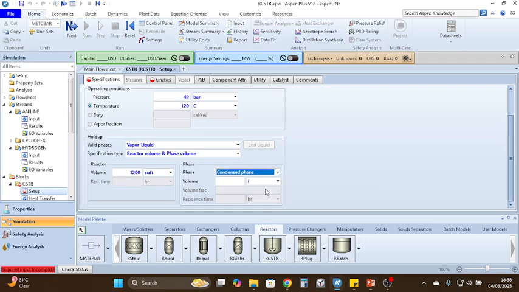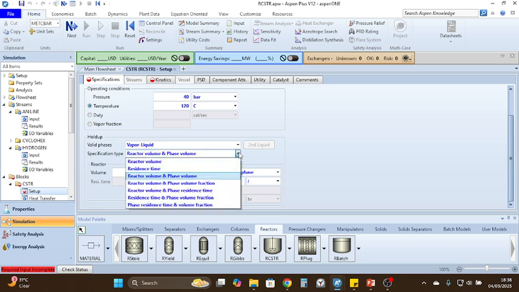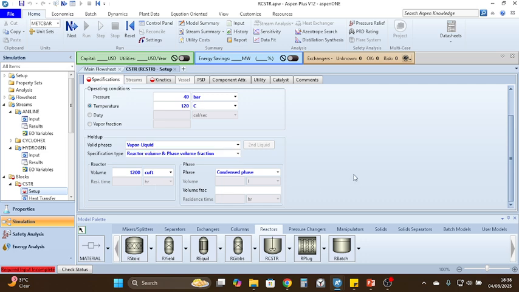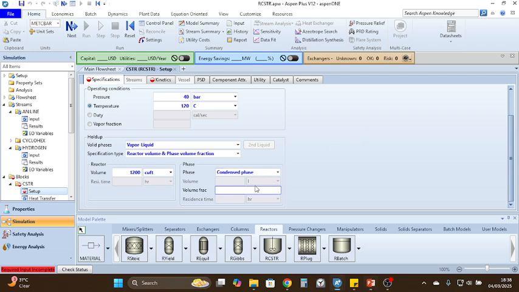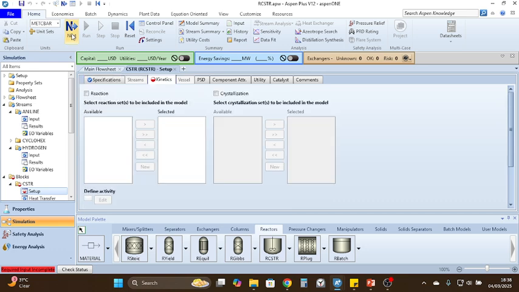The phase is condensed phase. We have to select this reactor volume and phase volume fraction. Okay. So the volume we have specified 1200 cubic feet and the phase volume fraction, it is the condensed phase, that is the liquid phase, and it is 0.75, that is 75%. We have specified that. Okay. Now we are going to click on next.